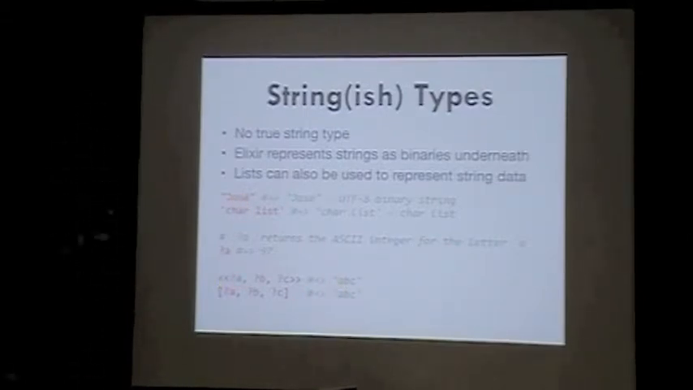Because strings are represented as binaries underneath, you can create binaries and then treat them like strings. And the same here, we have a list of character codes, which can be represented as a character list type. So it prints it out as a character list, so it looks like a normal character list.